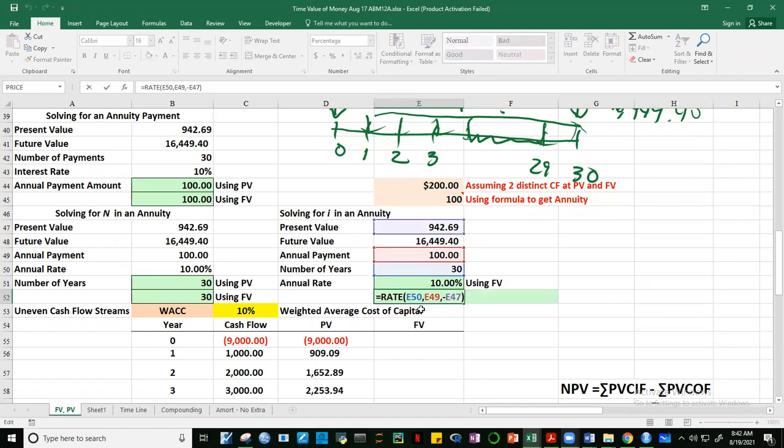Ganun din dito if we're using the present value. You can make your PMT to be negative. Ginawa ko dito negative yung PMT, positive yung present value. I'll get the same answer, 10%. But if they're both positive or both negative, guys, parehong negative siya, error din yun. So one of them has to be an inflow and the other an outflow.